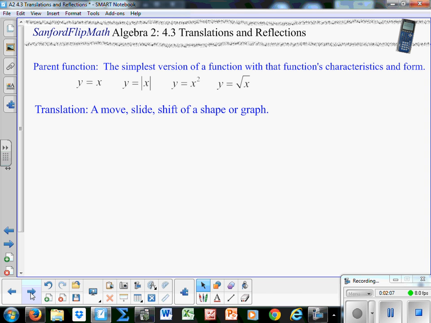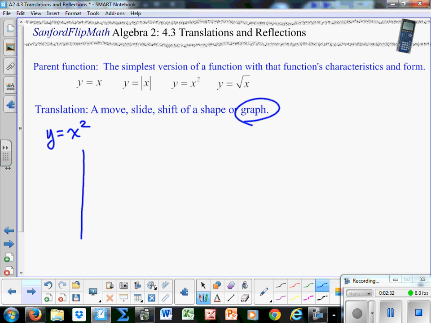So a translation is a move, a slide, a shift of some kind of a shape or graph. Now again, we're focusing specifically on graphs in this video, and in this course. Okay, so I'm going to do a lot of work with y equals x squared today, and then we'll work in others here and there. I need you to have a pretty good handle on what the graph of y equals x squared looks like, and I'm going to typically be working from these 5 points for the parent function: negative 2 squared is 4, negative 1 squared is 1, 0, 1, 4.